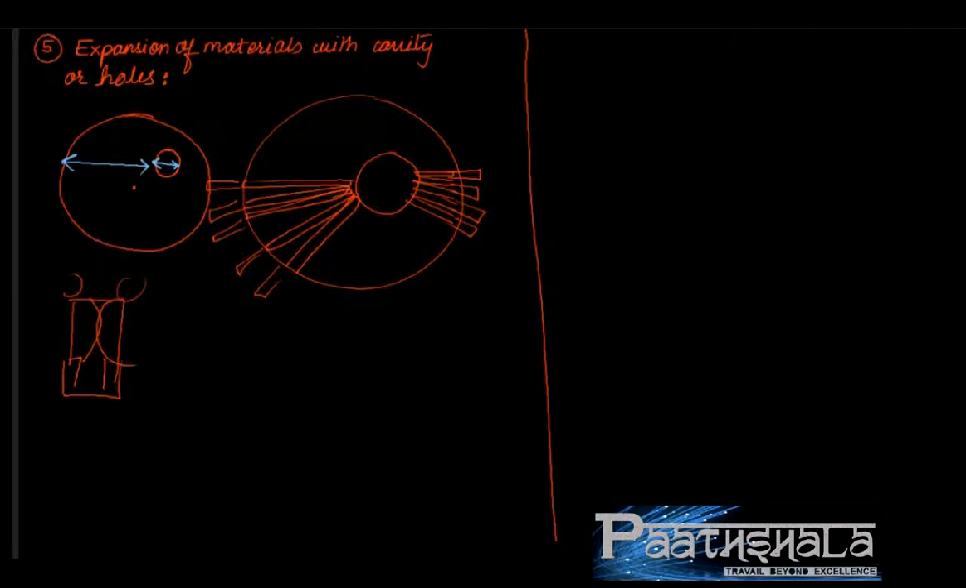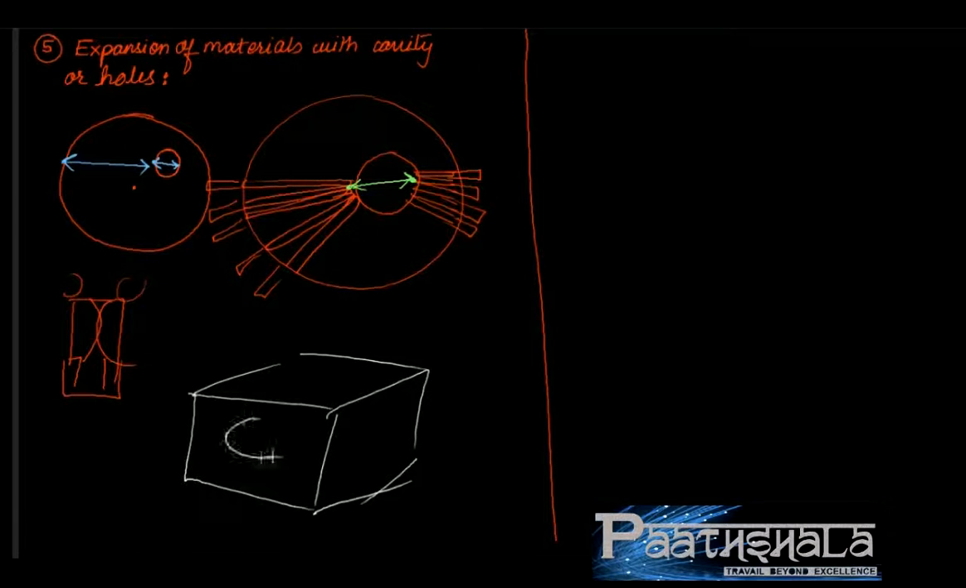And hence the rule that any 2 points expand. The distance between any 2 points increases. Fine. Similarly, let us say there is a rectangular parallelepiped like this, and there is a cavity somewhere in between, and if we expand this, all sides are going to increase and the cavity is also going to increase in size. The size of the cavity shall also increase. Understood?